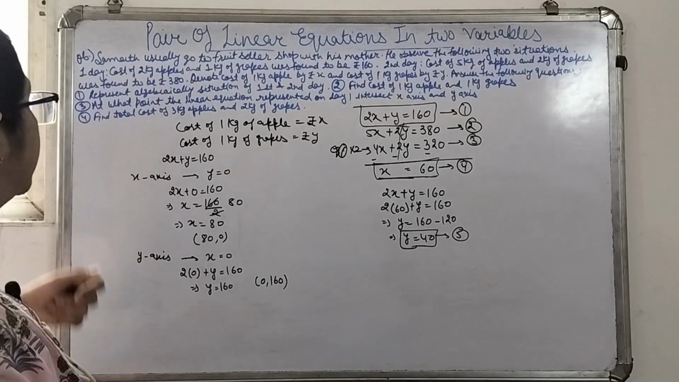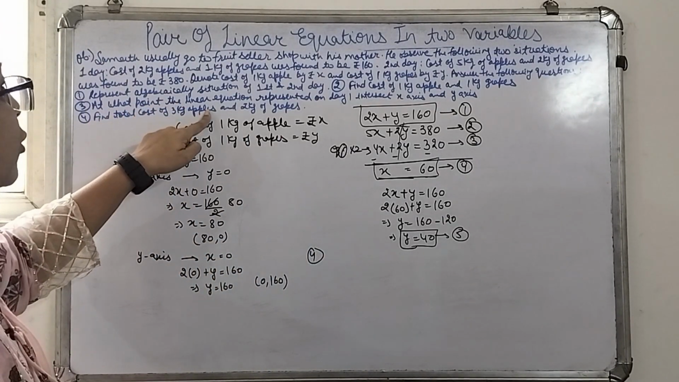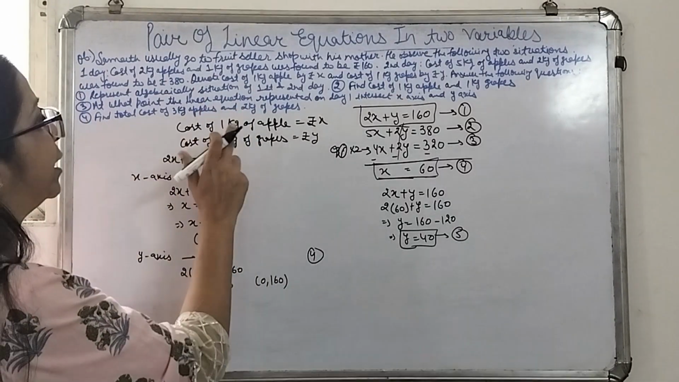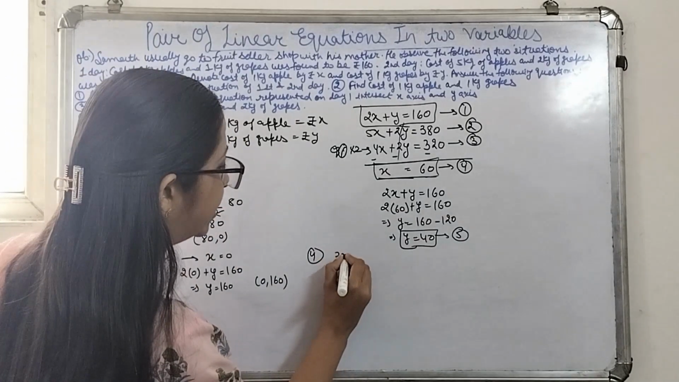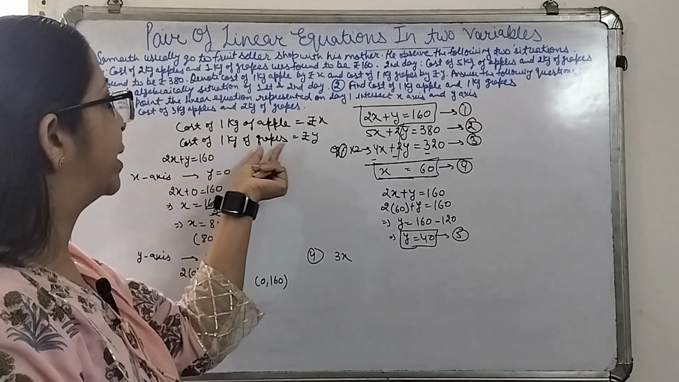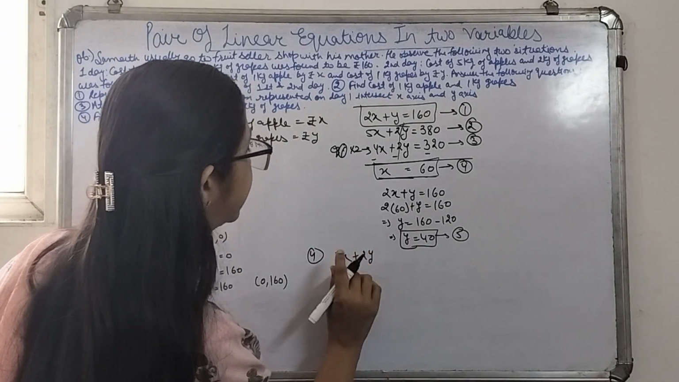Now the fourth point is to find the total cost of 3 kg of apples and 2 kg of grapes. See, the cost of 1 kg of apple is x, so 3 kg of apples will be 3x. The cost of 2 kg of grapes: 1 kg of grapes is y, so 2 kg of grapes will be 2y. That means it is required.